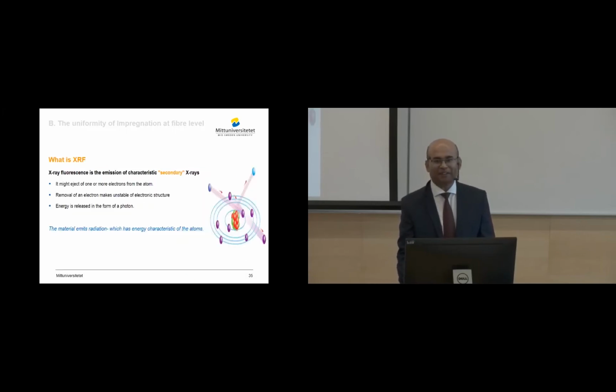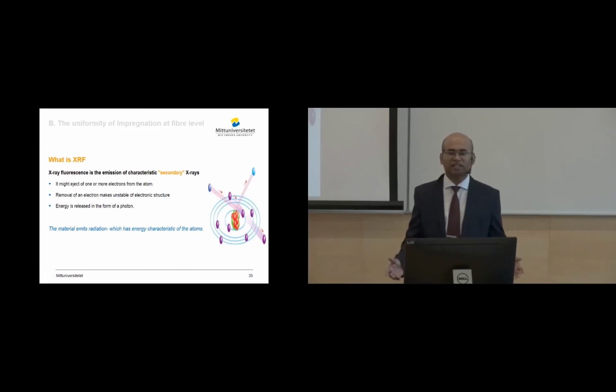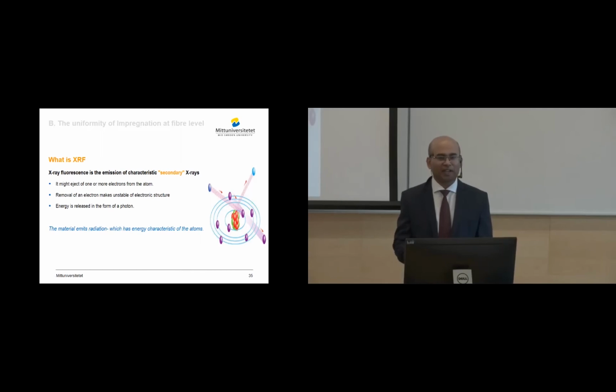So before starting, it's good for the general audience to know what XRF is. X-ray fluorescence is the emission of characteristic secondary X-rays from a material that has been excited by being bombarded with high-energy X-rays. It might eject one or more electrons from an atom, and electrons from a higher orbital fall into the lower orbital to fill in the hole, the gap. I mean, whether it's a K shell, L shell, or M shell, if an electron is moving, it tries to fill up the gap, and energy is released in the form of a photon. So the material emits radiation, and we get energy characteristic of the atoms. Then we see different elemental mapping. So those are the basic things.